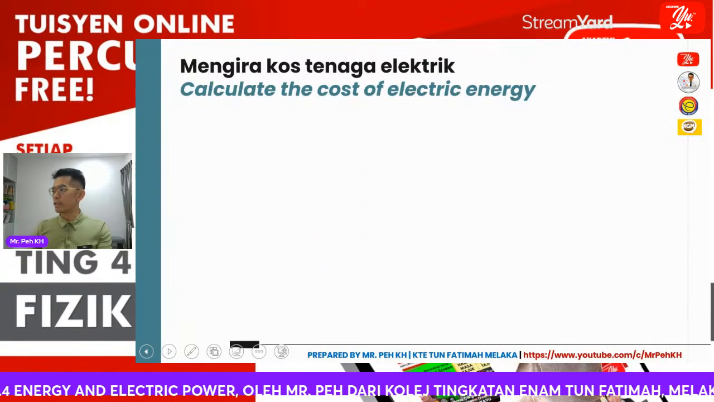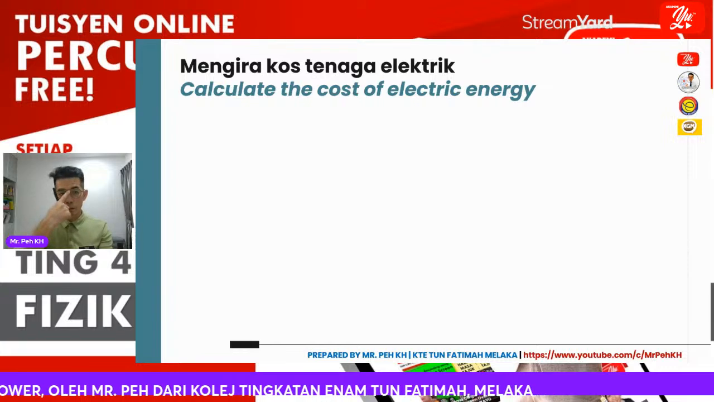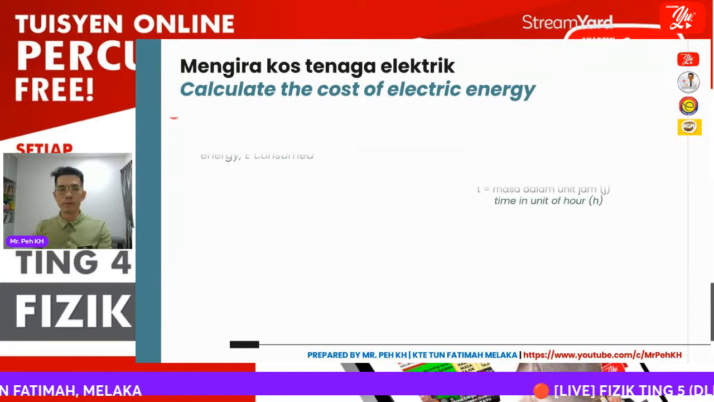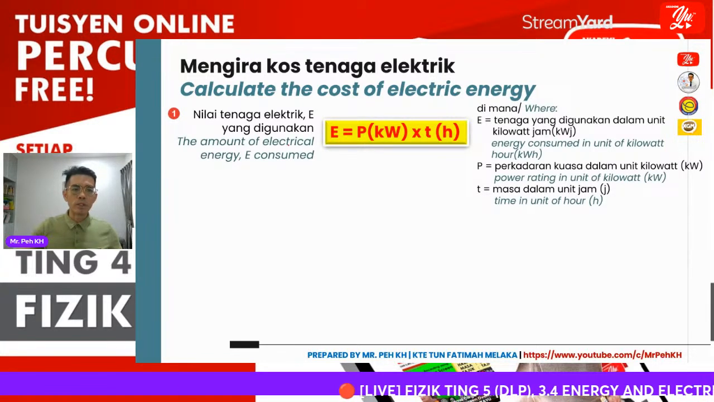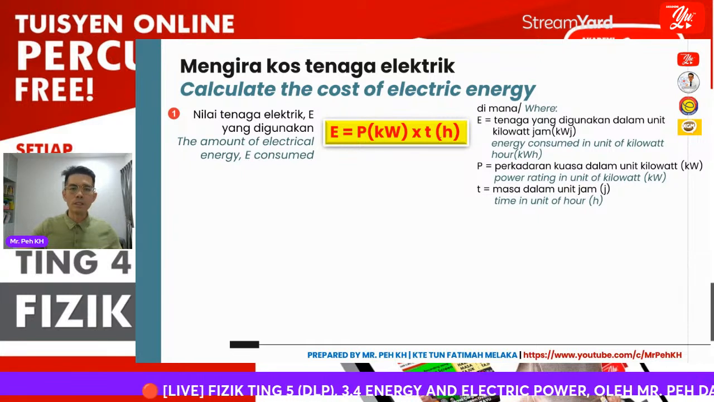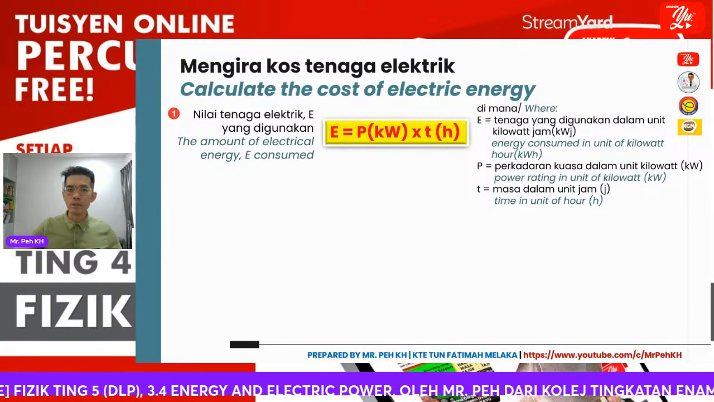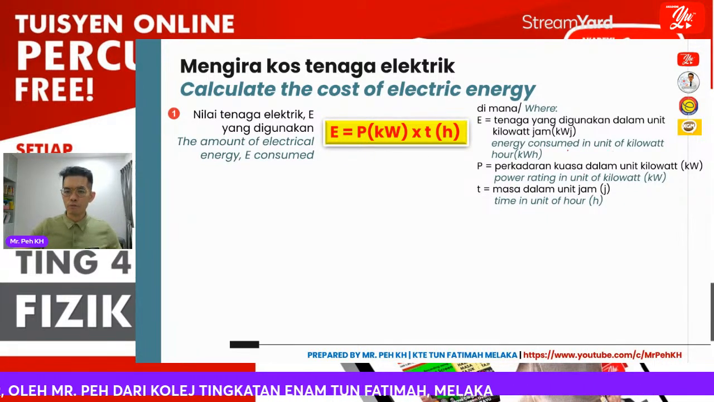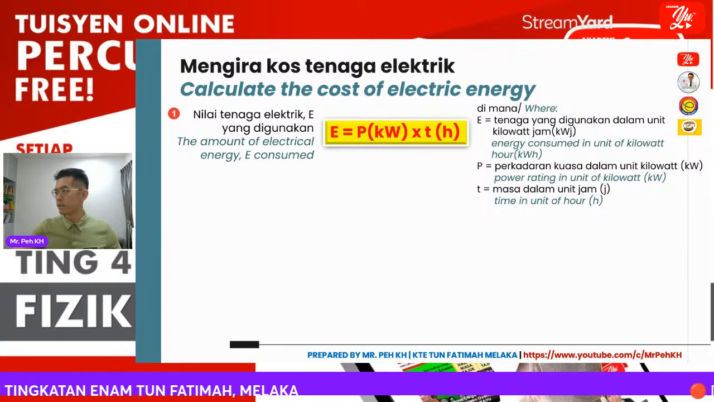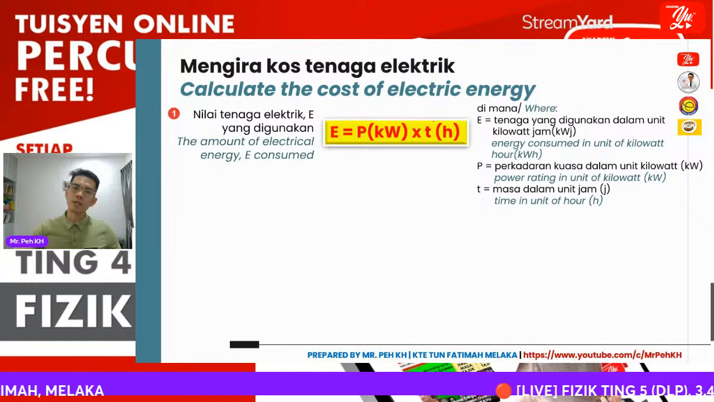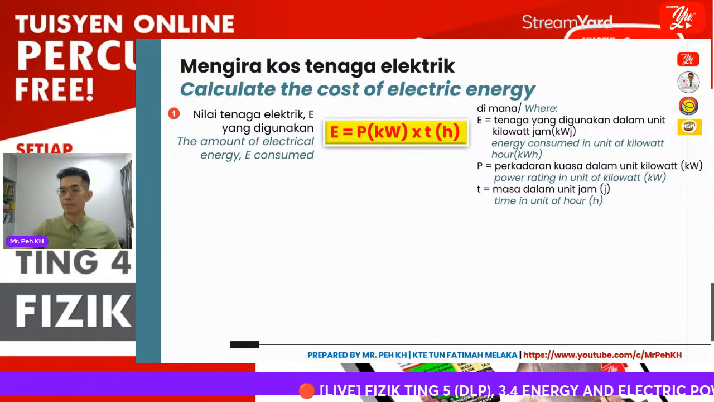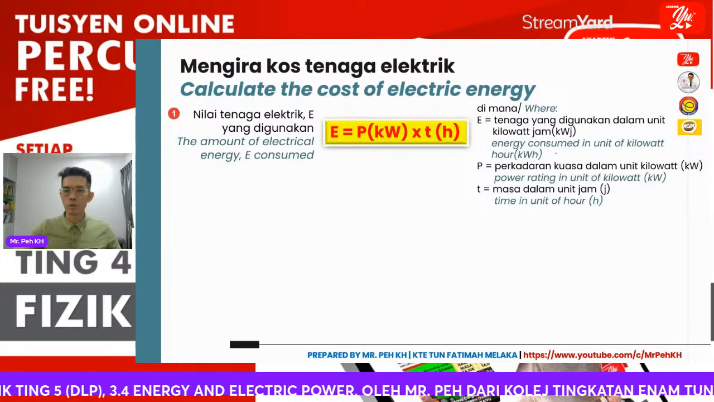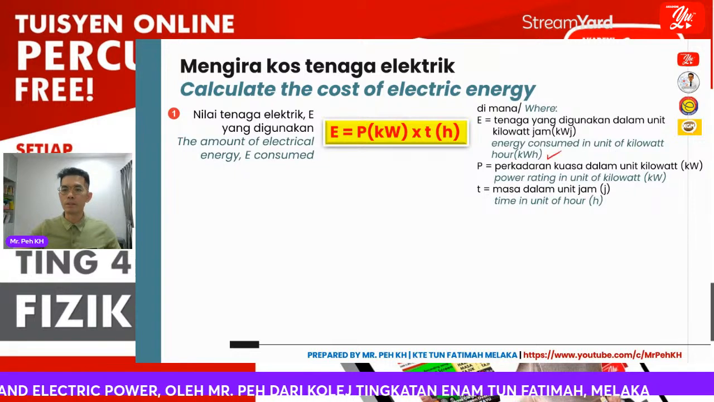Okay, so now we already understand what the power rating is. This is related to the cost of electric energy we are going to calculate. So first, the amount of electrical energy consumed, E, we can calculate using the formula I just mentioned, E equal to P times T. But here, the power unit we have to change to kilowatt and not watt, and the time involved will be in hour, not second. So that E will be kW times H, so the unit for E here will be kilowatt hour.